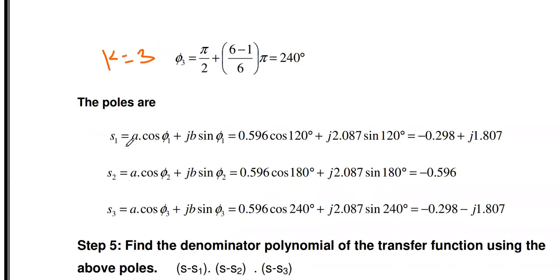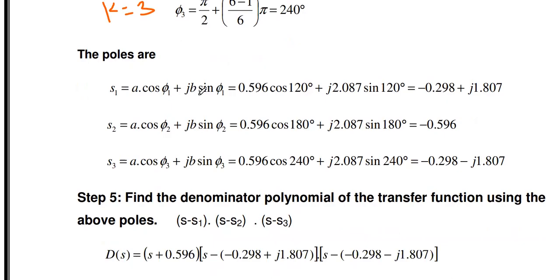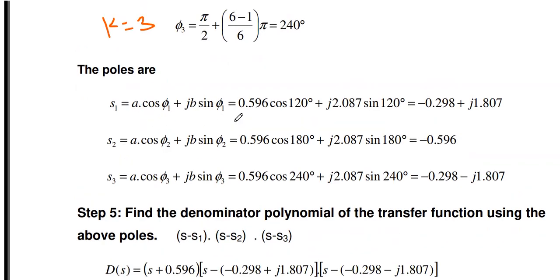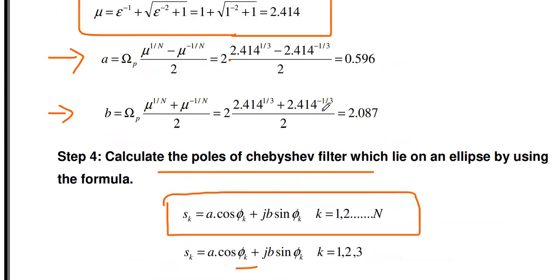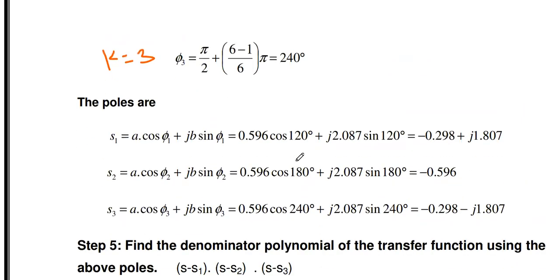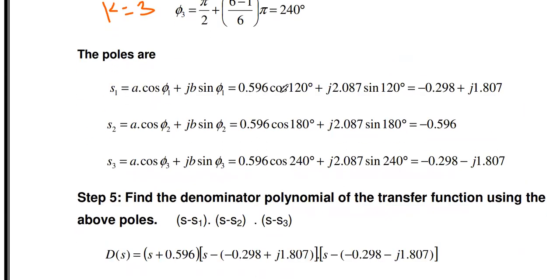So the poles are S1 equal to a cos φ1 plus jb sin φ1. Okay, so what is the a value? Here you see a is 0.596, b is 2.087. So 0.596 cos of φ, which is 120 degree, plus j into b, 2.087, into sine 120 degree. Okay, so using a calculator you just find the answer.